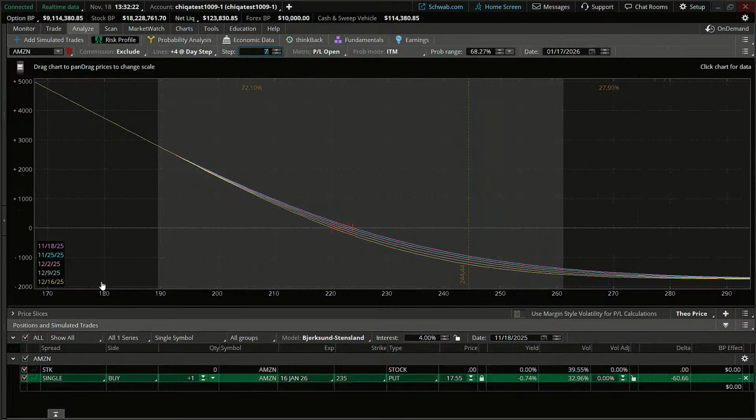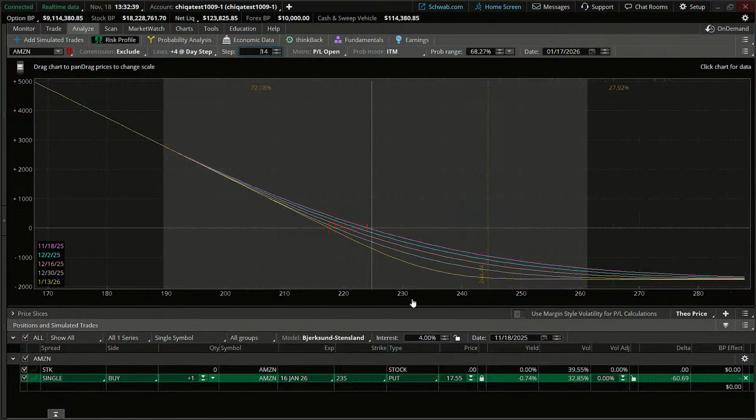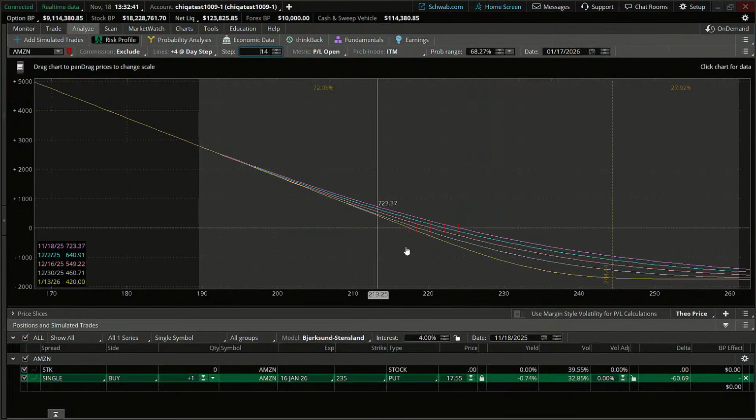So take a look at the lower left-hand corner here, and you can see all of those dates of what our risk would look like to kind of simulate this option throughout time. I'm just going to put this step as 14. So the difference between each of these lines will be about 14 days in time.